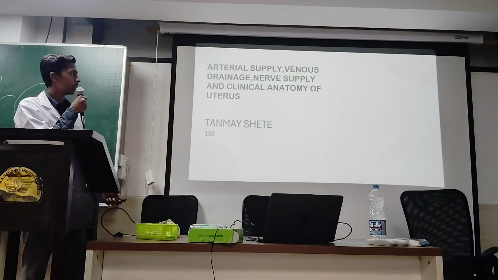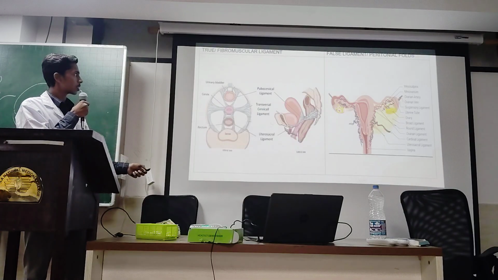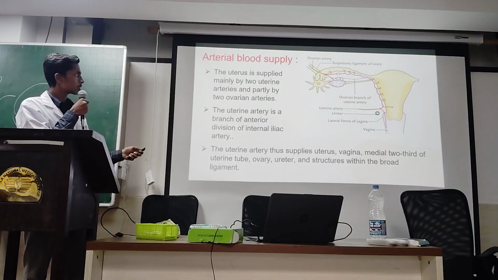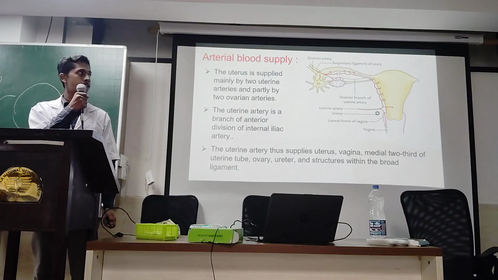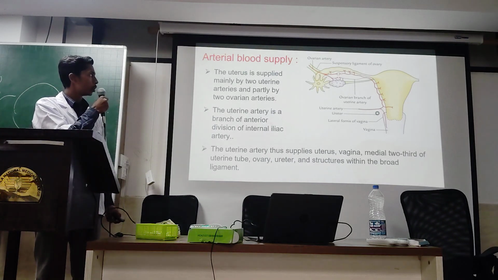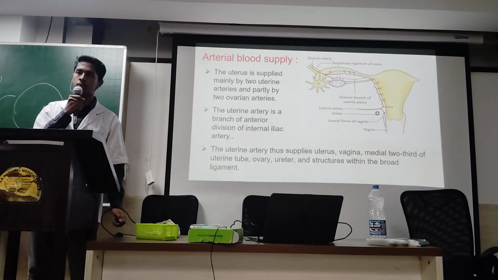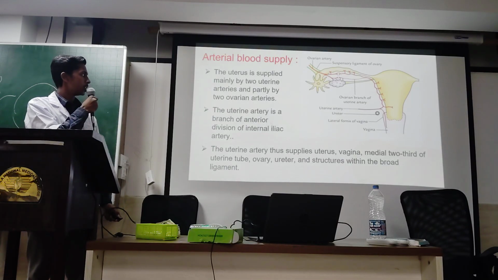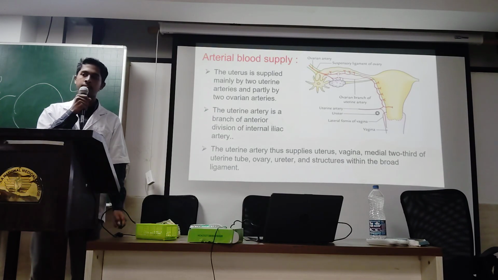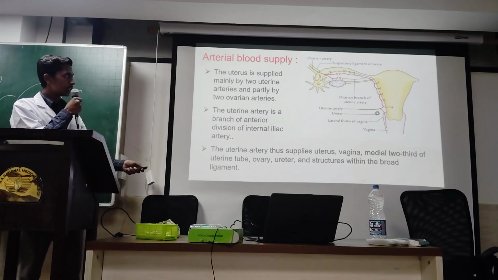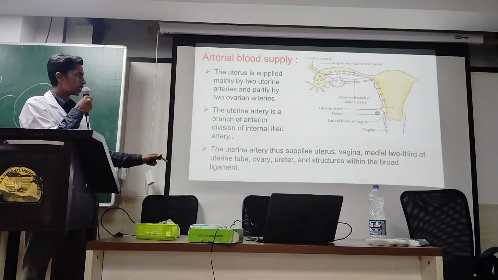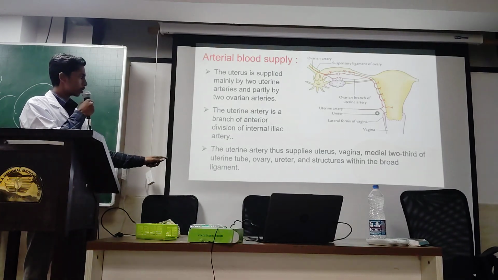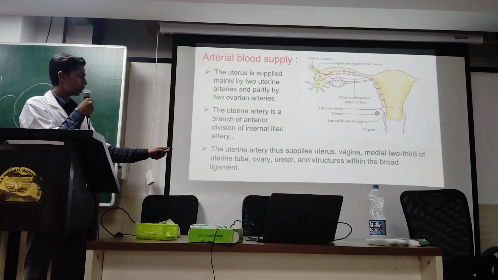Venous drainage, nerve supply and clinical anatomy of the uterus. Let's begin with the arterial blood supply. The uterus is a highly vascular organ which is supplied mainly by the two uterine arteries with additional support from the two ovarian arteries. The uterine artery is a major branch arising from the anterior division of the internal iliac artery. As you can see in the diagram, the uterine artery doesn't just supply the uterus, it also supplies the vagina, the middle two-thirds of the uterine tube, the ovary, the ureter, and structures within the broad ligament.